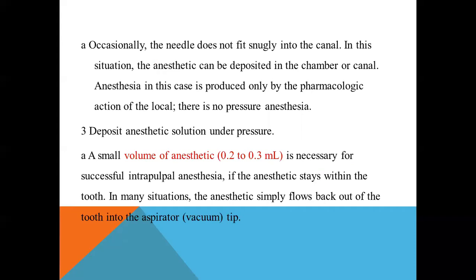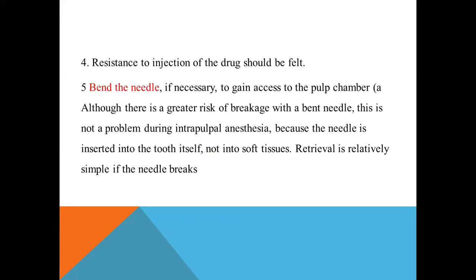Deposit the anesthetic solution under pressure. A small volume of anesthetic solution, like 0.2 to 0.3 ml, is necessary for successful intrapulpal anesthesia. If the anesthetic stays within the tooth, that much is sufficient. In many situations, anesthetic simply works back out of the tooth into the aspirate. Resistance to the injection of the drug should be felt; bend the needle if necessary to gain access to the pulp chamber.